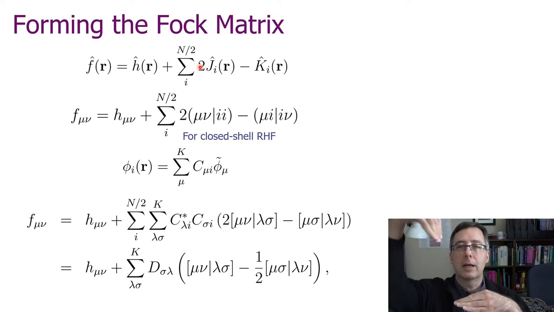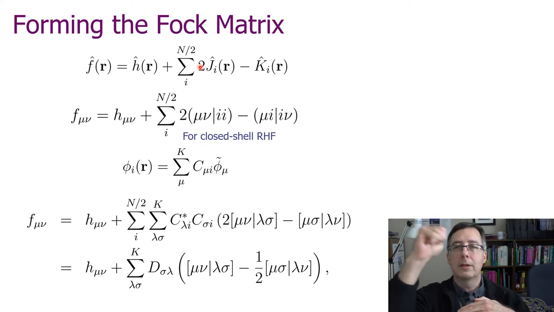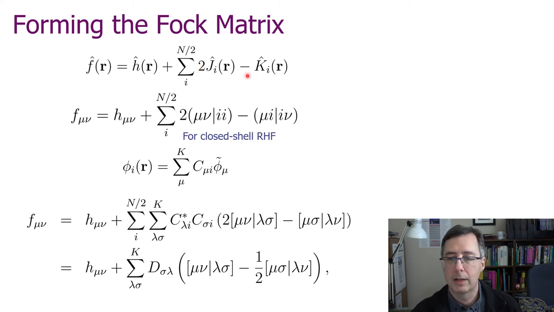And similarly, if this guy's a beta spin, he'll see the beta spin for a stabilizing K term, but will ignore the alpha spin. So whatever the spin of this orbital is that I'm trying to solve for, it'll interact through the K term with exactly one of the two electrons in spatial orbital I. So that's why it's a minus 1 times K for a closed shell.